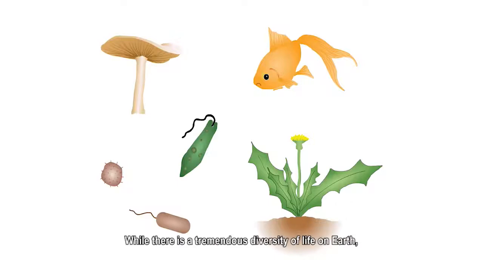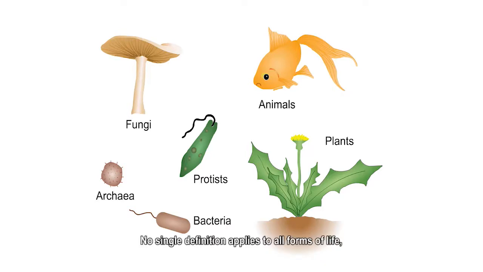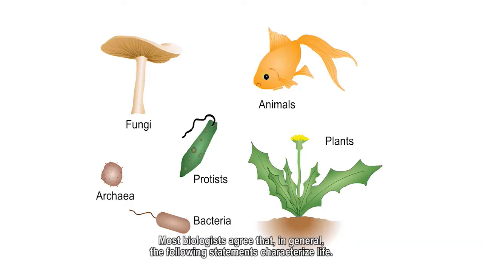While there is a tremendous diversity of life on Earth, all living things, bacteria, archaea, protists, fungi, plants, and animals, share common traits that are associated with life. No single definition applies to all forms of life, so instead of defining life, we can only characterize it. Most biologists agree that in general, the following statements characterize life.